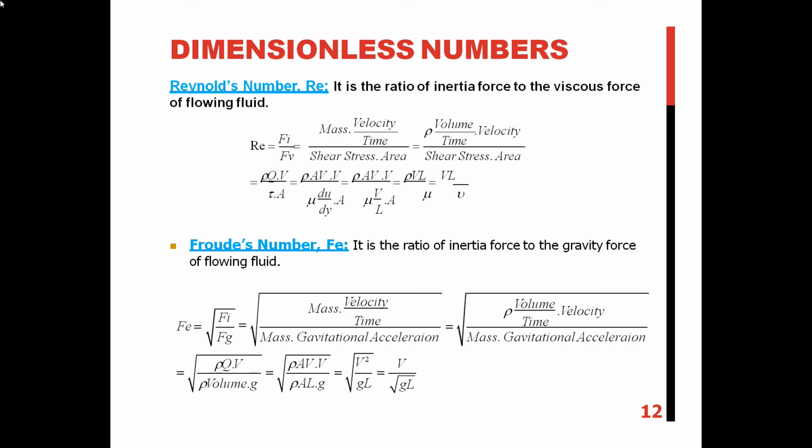Froude's number is the ratio of inertia force to the gravity force of a flowing fluid. So Fr is equal to root of Fi by Fg. Doing this calculation, Fi is mass into velocity by time, divided by mass into gravitational acceleration. So rho Q V divided by rho volume into gravity. So rho A V into V divided by rho A L into g. So here we get Froude's number as V by root g L.